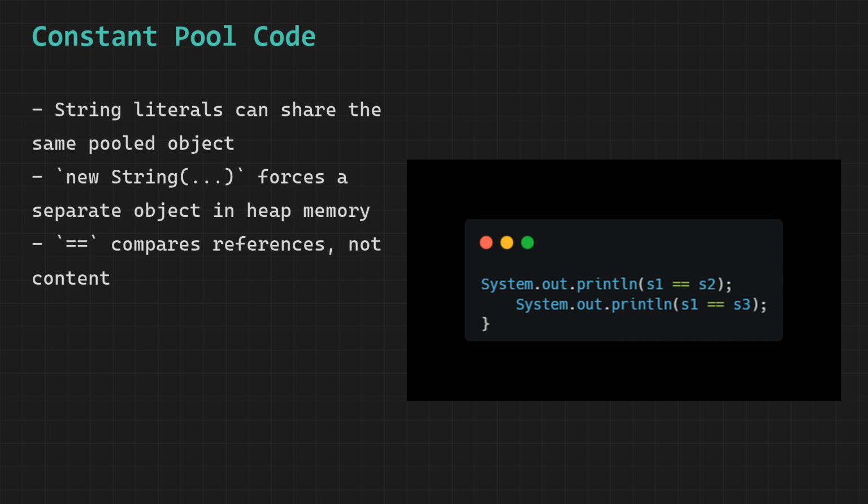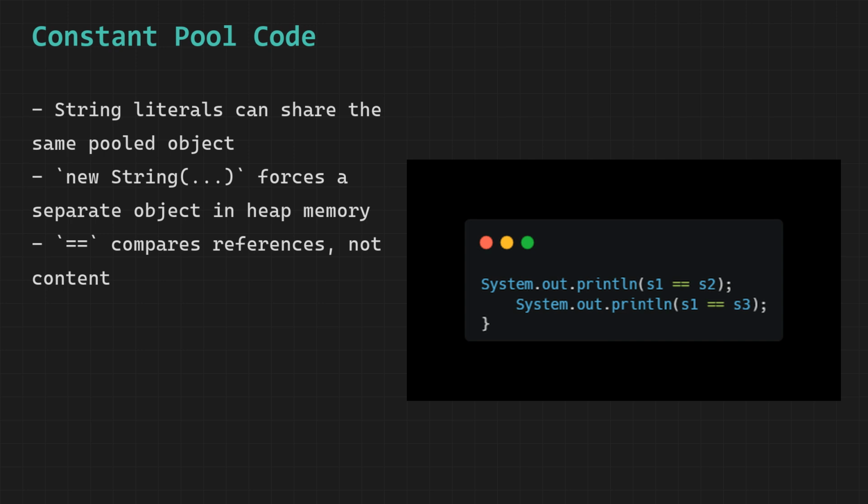Java again checks the string constant pool. This time it finds Java already sitting there. So instead of creating a new object, Java simply points S2 to the exact same entry that S1 is already pointing to. No new object is created. Both S1 and S2 are pointing to the same memory address inside the pool.